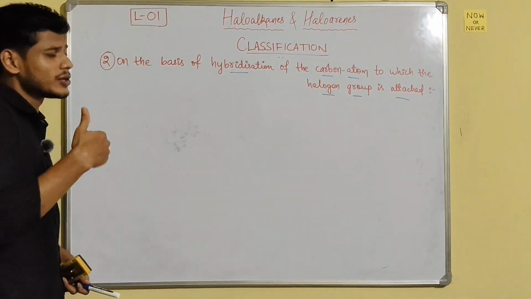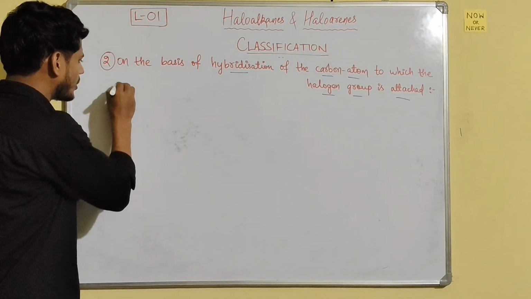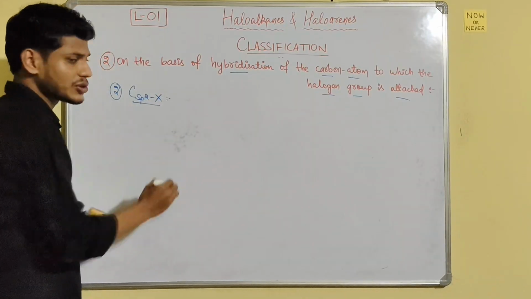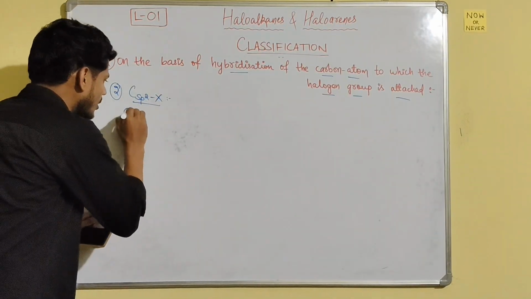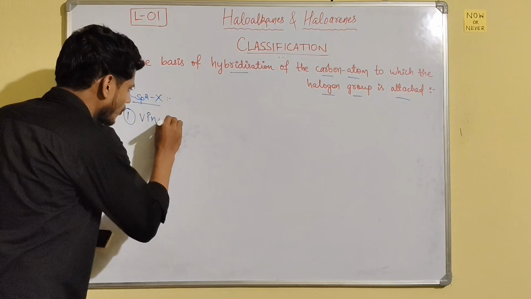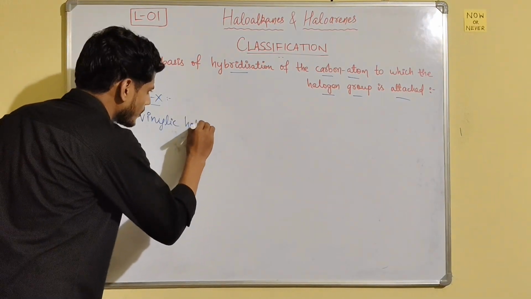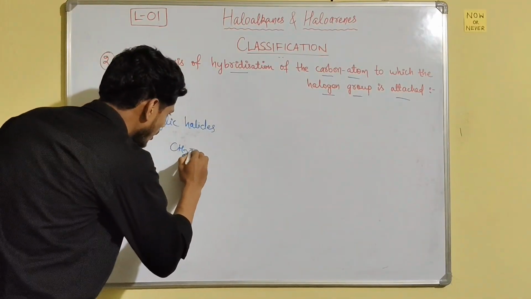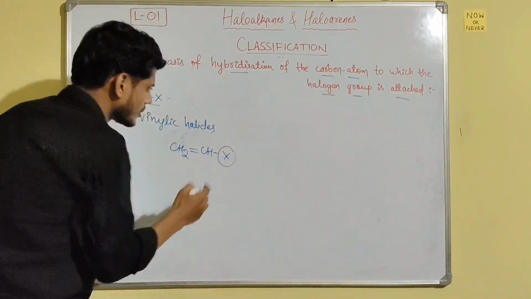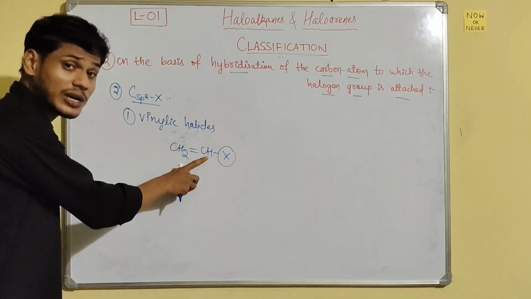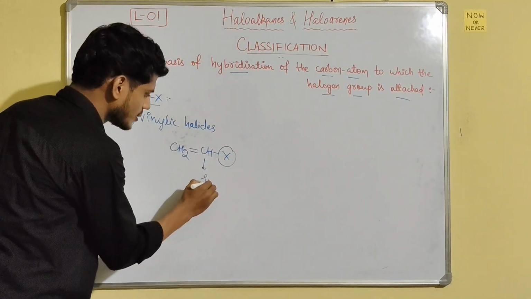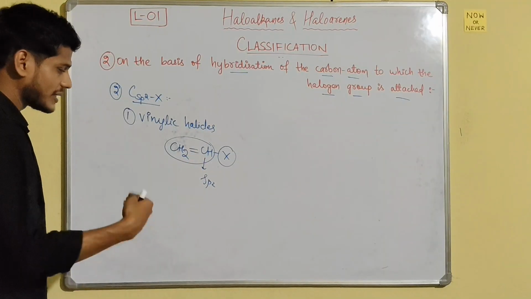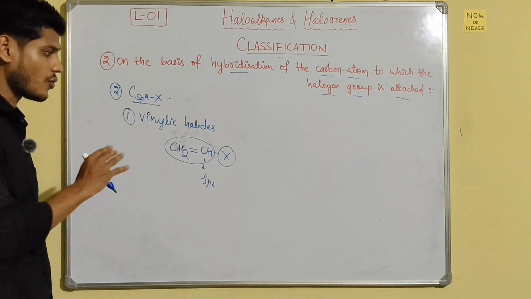So now coming on to sp2 hybridized carbon. sp2 hybridized carbon which is attached to the halogen group. Okay, so the first category is vinylic halides. So what are vinylic halides? See here, CH2=CHX. Here the halogen group is attached to a carbon which is sp2 hybridized. Simple. Directly attached to an sp2 hybridized carbon, that is known as vinylic halides.